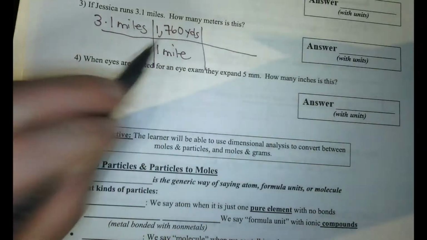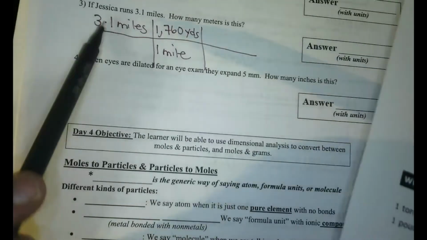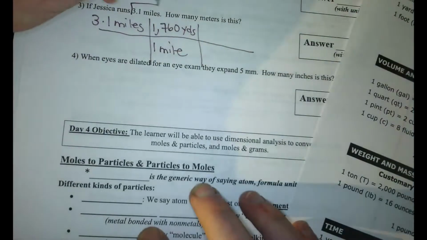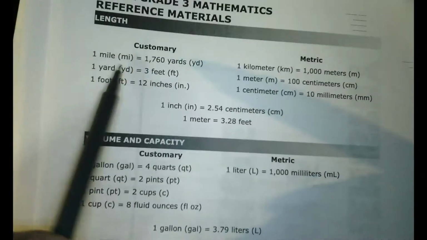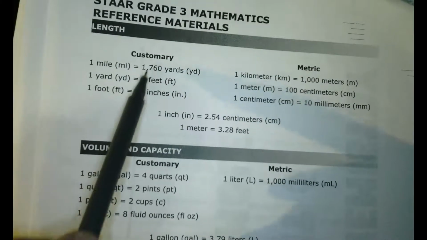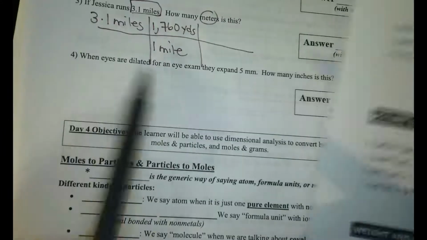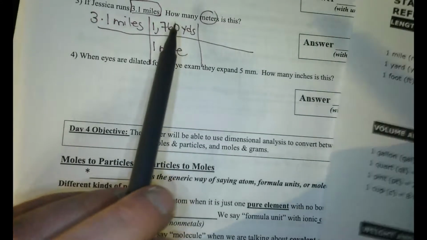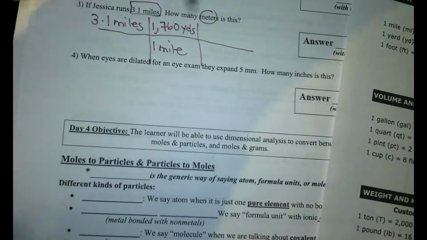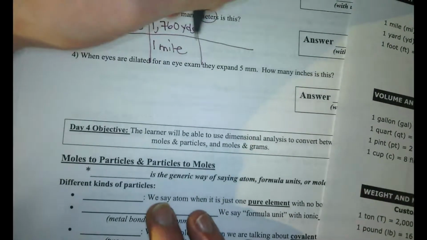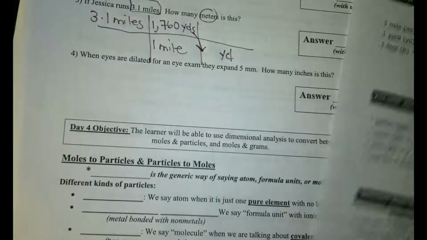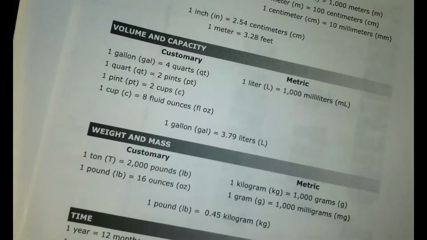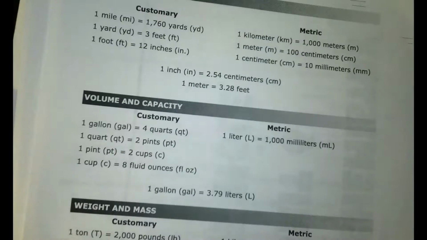So here I wrote out from my conversion charts 3.1 miles. How many meters? So I only have one choice. 1 mile is equal to 1,760 yards. So I wrote that out. Okay. Now I'm going to just go down again because I'm not looking for yards. I'm looking for meters. So just go down again, yard. And then I'm going to check what my choices are.